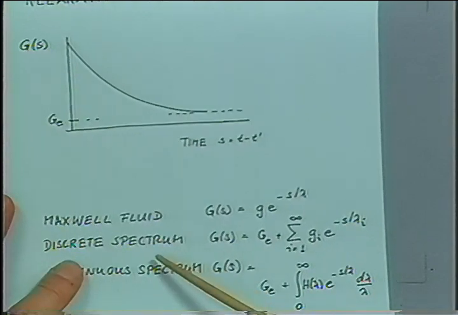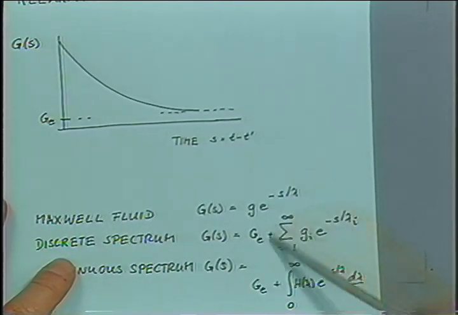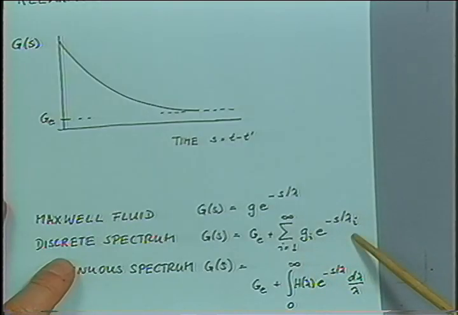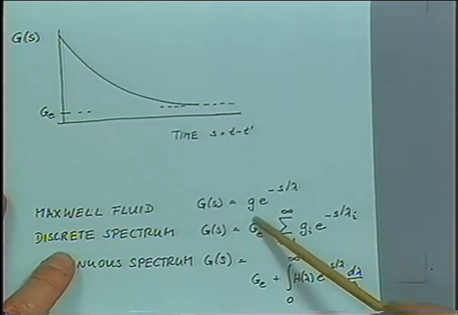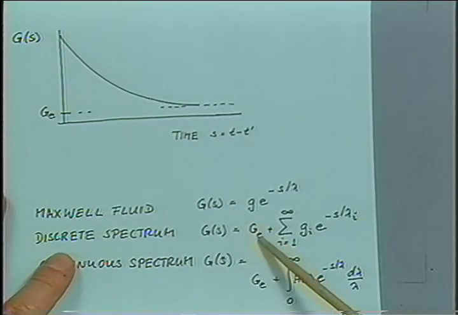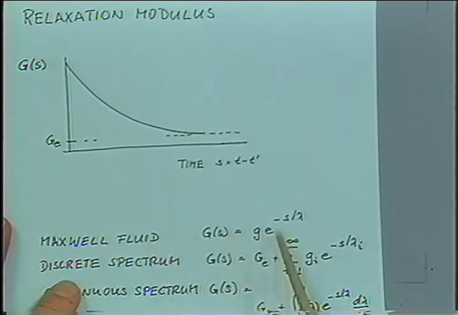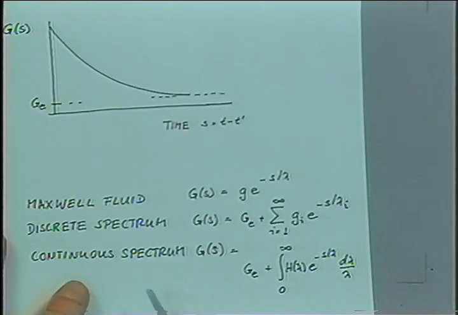We can have a discrete spectrum of relaxation times where we have just a sum of those Maxwell modes describing the relaxation behavior, plus the equilibrium modulus. This would apply to a solid if this is finite, or to a liquid if this is equal to 0. The Maxwell fluid obviously is always a liquid, so I didn't have this component in there.